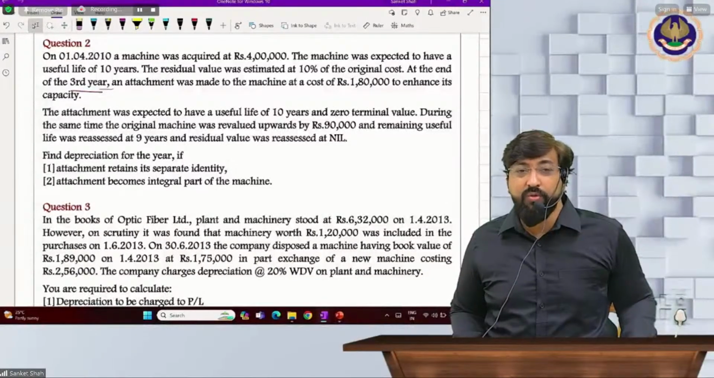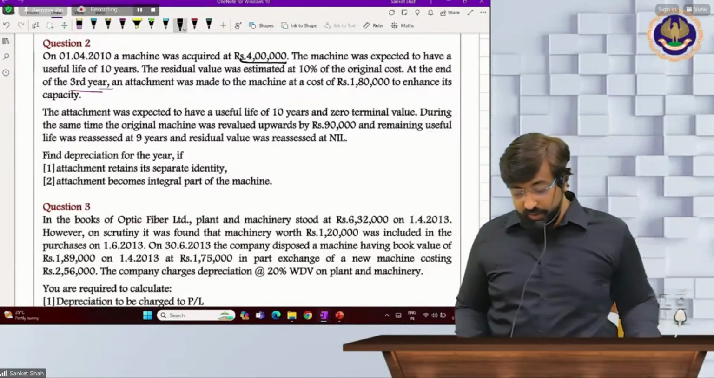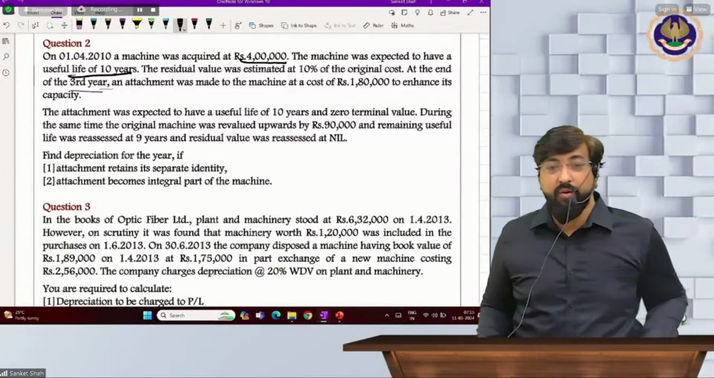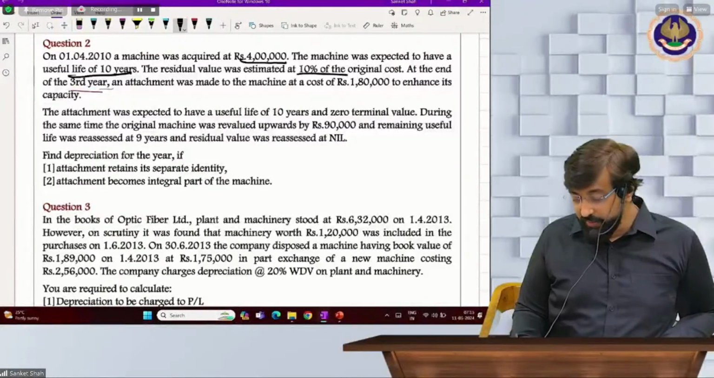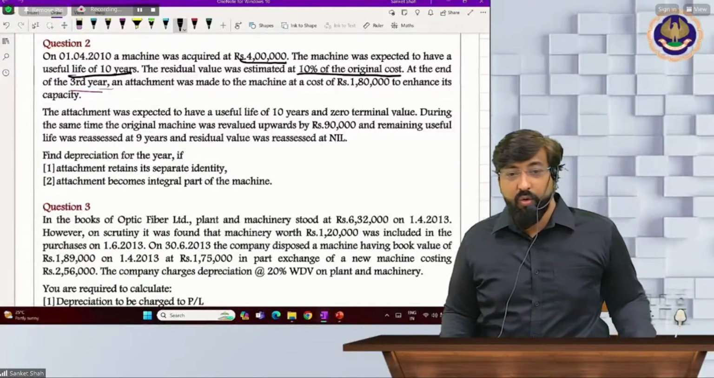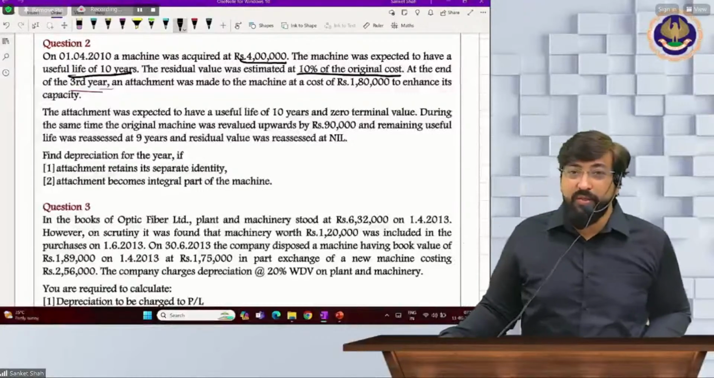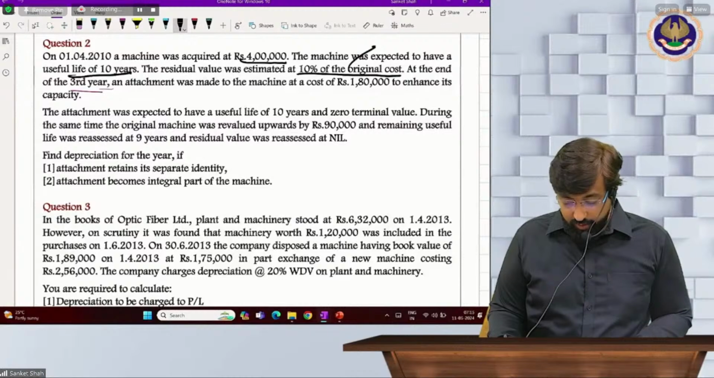On 1st April 2010, a machine was acquired at rupees 4 lakhs. The machine was expected to have a useful life of 10 years. Okay, so 4 lakhs and estimated life is 10 years. The residual value is 10% of the original cost. Original cost's 10%. Biju ji, I will upload this today. The residual value was 10% of the original cost. So original cost's 10% is 40,000.